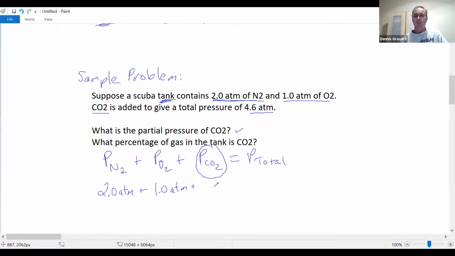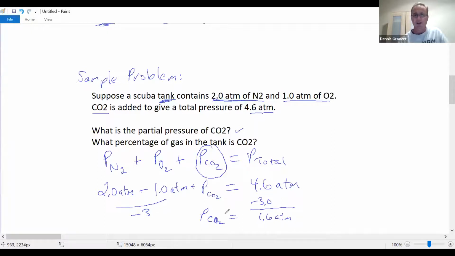Don't know this. You can change it to X. If you want to use the variable X here, you can. I'm going to leave it as the variable partial pressure of carbon dioxide. The total is 4.6 atmospheres. This sums up to 3. So let's subtract 3.0 from both sides, and you get 1.6. And that is the partial pressure. If I make a lowercase, so it looks like cobalt, but it's carbon dioxide. It's 1.6 atmospheres.